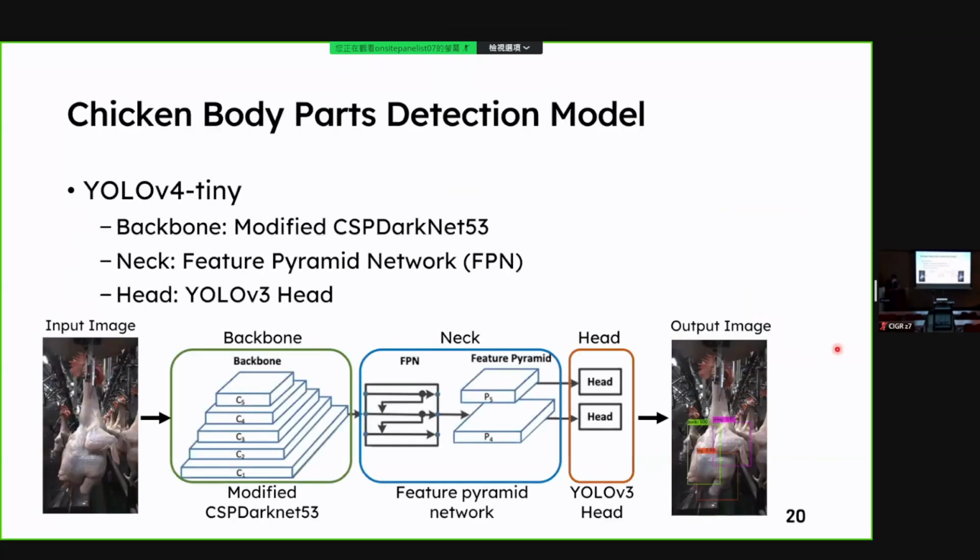And for the chicken body part detection model, I used the YOLO V4 Tiny. The model architecture can be split into 3 parts: the backbone, neck, and head. The backbone used the modified CSPNet53 as the feature extractor. The neck used the feature pyramid network, FPN. It can use the different scale results from the backbone and extract more detailed features. And the head used the YOLO V3 head. It can predict the bounding box and category.